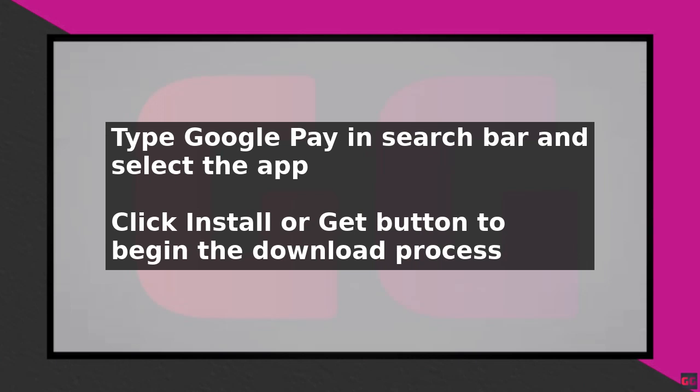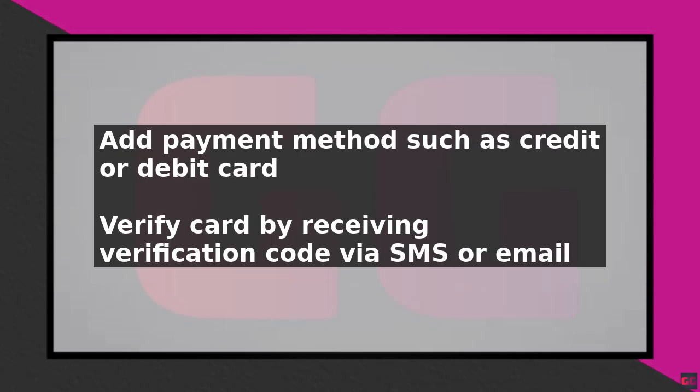You will be prompted to set up Google Pay by adding a payment method, such as a credit or debit card. To add a card, go to the Payment Methods section and follow the on-screen instructions to enter your card details. Verify your card by receiving a verification code sent to you via SMS or email. After verifying your card, you can start using Google Pay to make payments online or in-store.